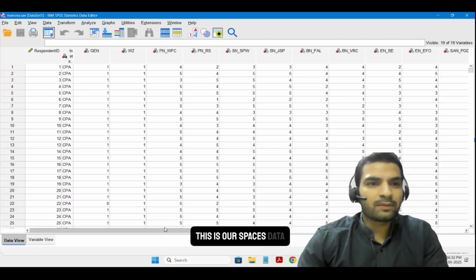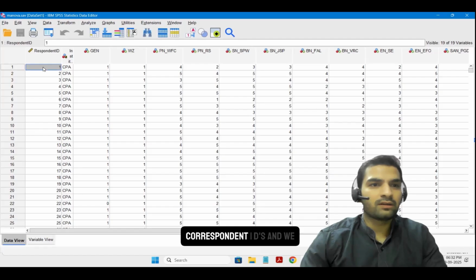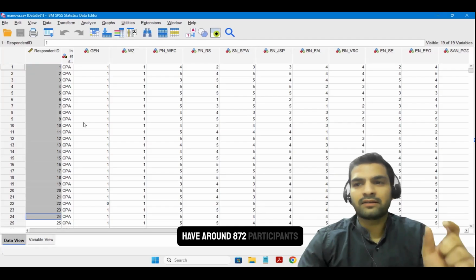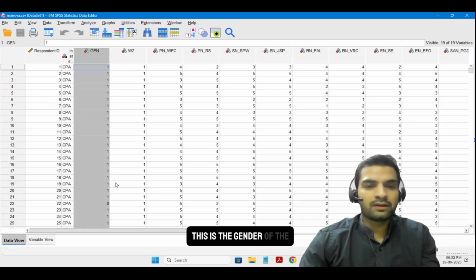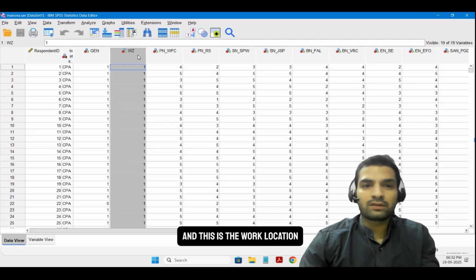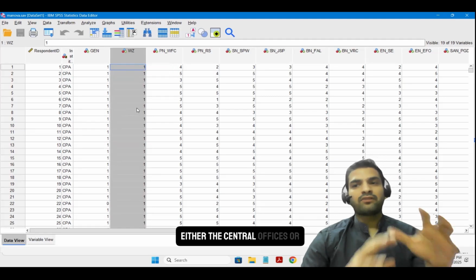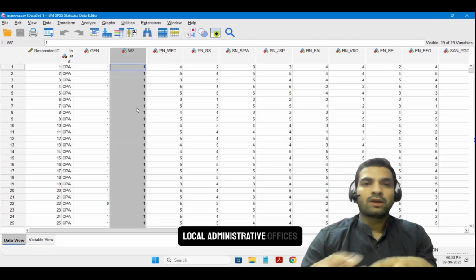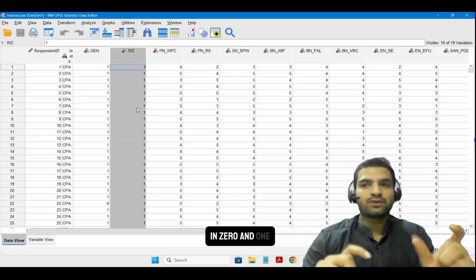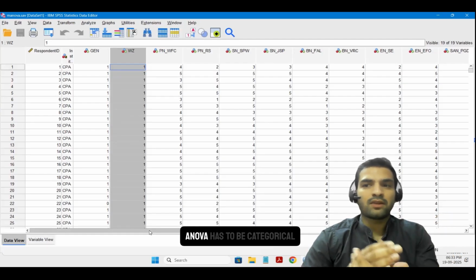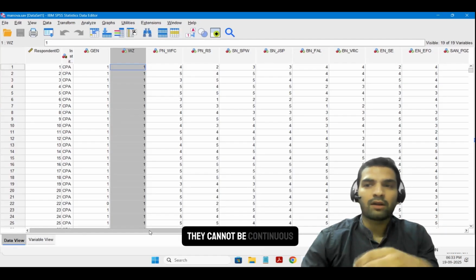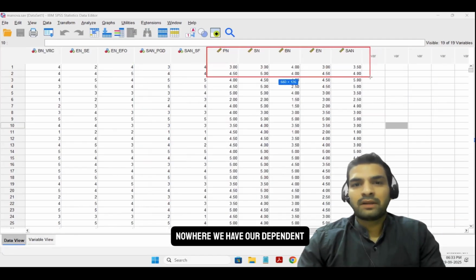Okay, this is our SPSS data. As you can see, there are different respondent IDs, and we have around 872 participants' research data here. This is the gender of the participant coded as 0 and 1. And this is the work location of the participant coded as 0 and 1, representing either the central offices or local administrative offices. That is because the independent variables in ANOVA have to be categorical. They cannot be continuous.